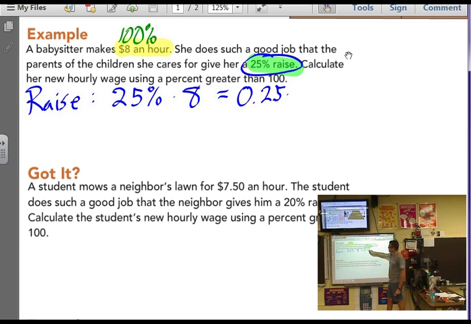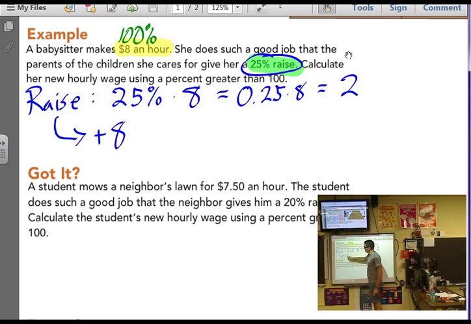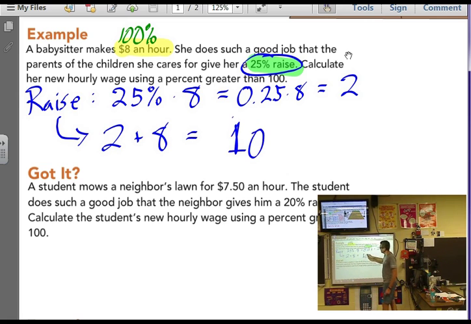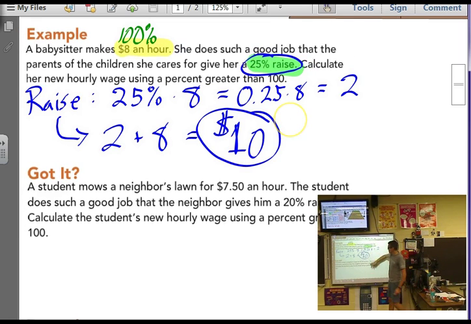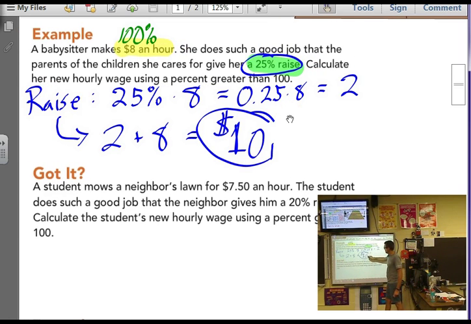25% becomes 0.25 times 8. We also know that 0.25 is the fraction 1/4. So 1/4 of 8 is $2. So your raise would then have to add with the original 8. Now that we know the raise is 2, add it with the 8, and we will now be making $10 an hour.